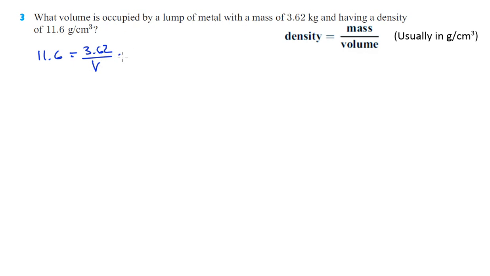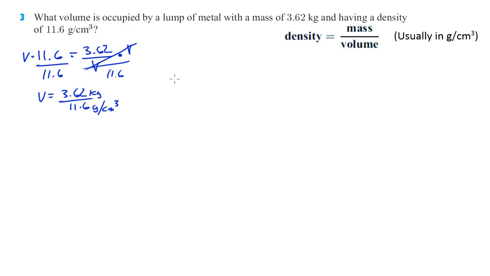So to get the V up on top, multiply both sides by V, and then we have to divide by the 11.6. So the volume is going to be 3.62 over 11.6. Officially it's 3.62 kilograms, and the 11.6 is grams per centimeters cubed. So what would probably be a wise idea is, we've got this in kilograms and this in grams, so we want these two to be the same. So let's convert our kilograms into grams.